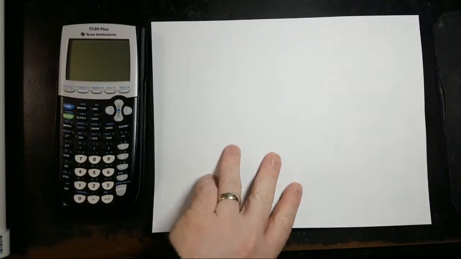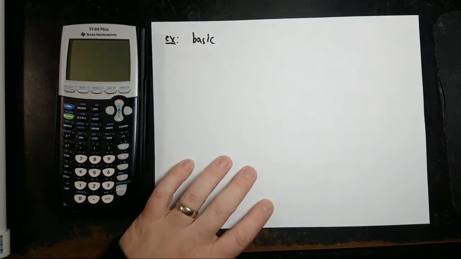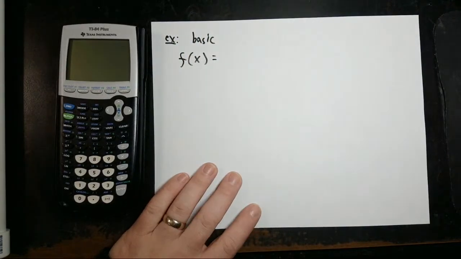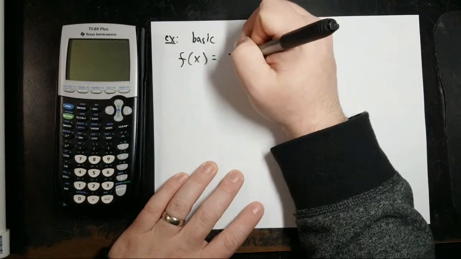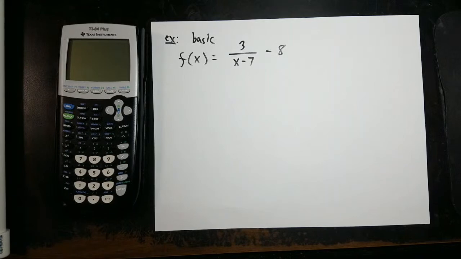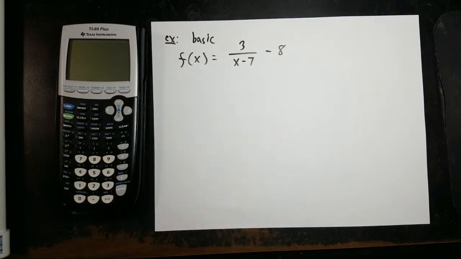Let's start with a basic example. I was trying to determine which one I wanted to do. So basic example, and I'm going to label this one as basic, so you can hopefully see the difference between the two. But here is the basic example: 3 over x minus 7, minus 8. You can usually tell it is a basic example when there's just a number in the top of the fraction, and if there's a linear function in the bottom of the fraction.